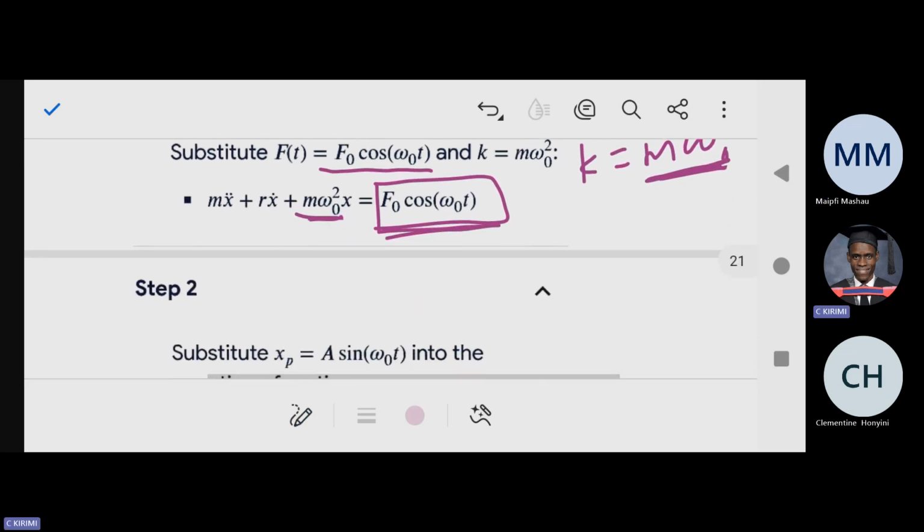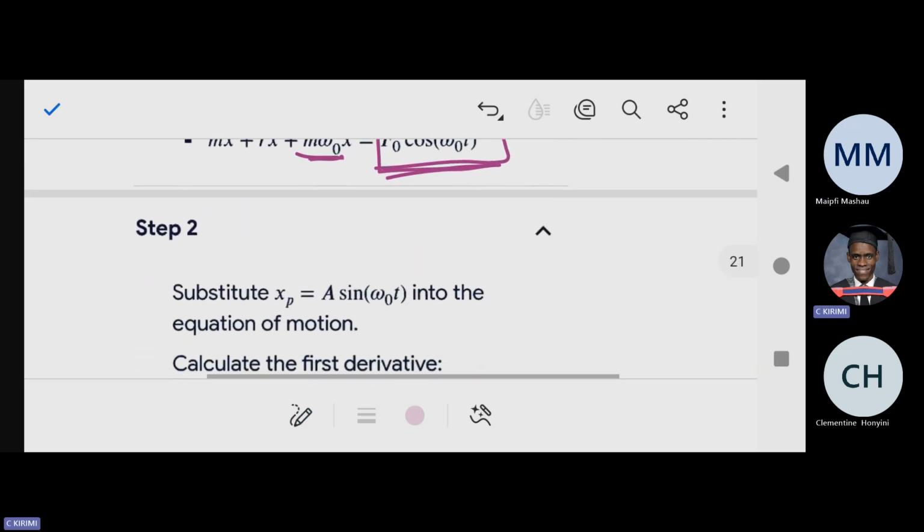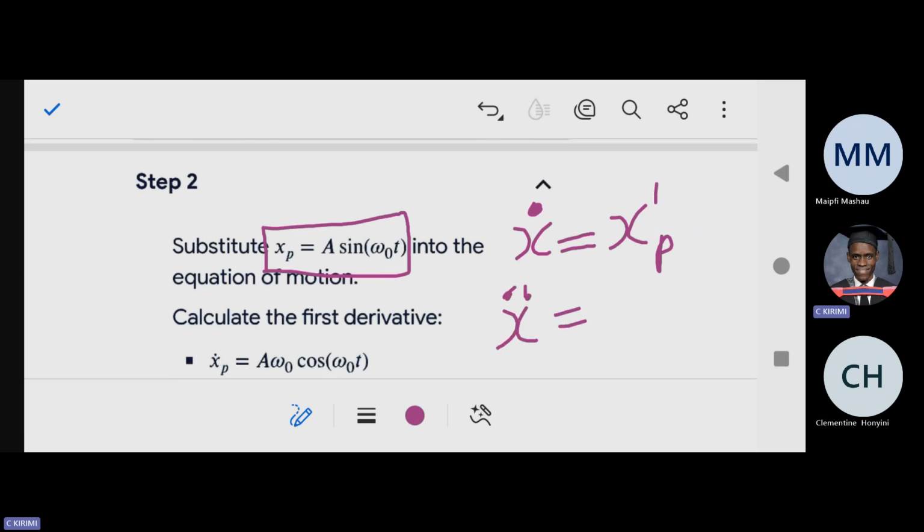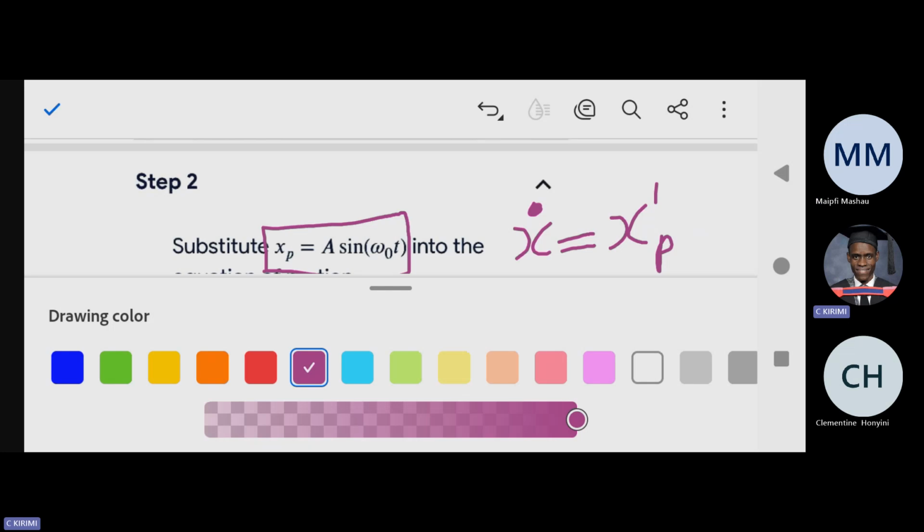Then from there, we differentiate the particular solution. The particular solution that we have been given is xp equals a sine omega naught t. So the x dot on the equation of motion, we are differentiating xp once, the first derivative. If you are having the x double dot there, it means you are going to differentiate xp twice.